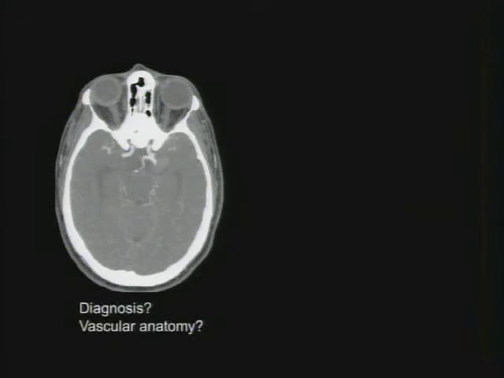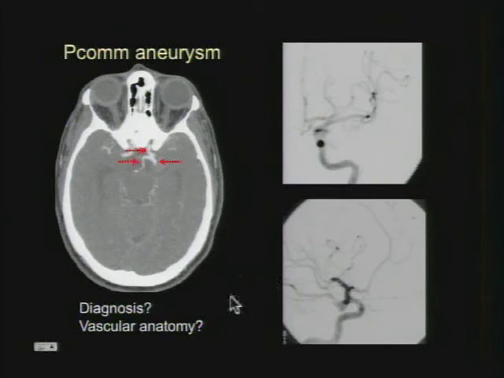So what is the diagnosis here? Well, this is a Pcomm aneurysm. And you can see there's your supraclinoid internal carotid artery, and there's your posterior communicating artery, a branch of the supraclinoid internal carotid artery, and a Pcomm aneurysm right at the origin. Here's your conventional angiogram. You can see on the AP view, so the frontal projection of a left internal carotid artery injection, you can see the aneurysm, but not as well as you can see it on the lateral.